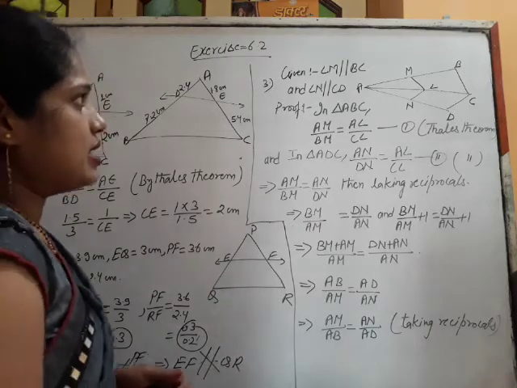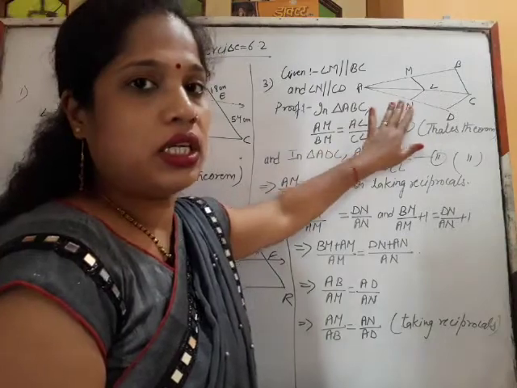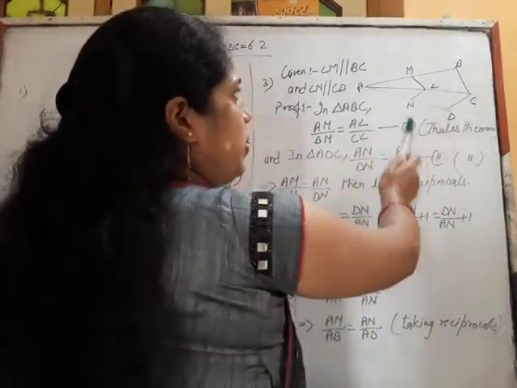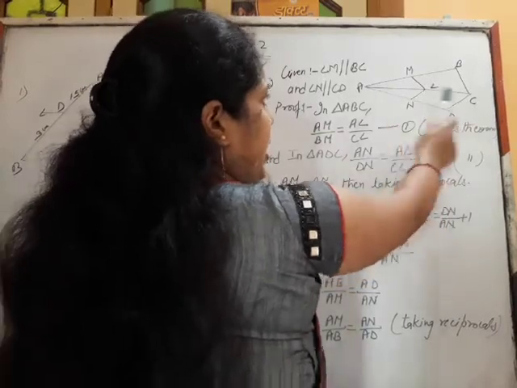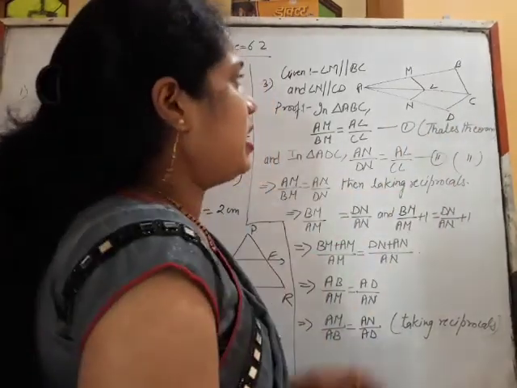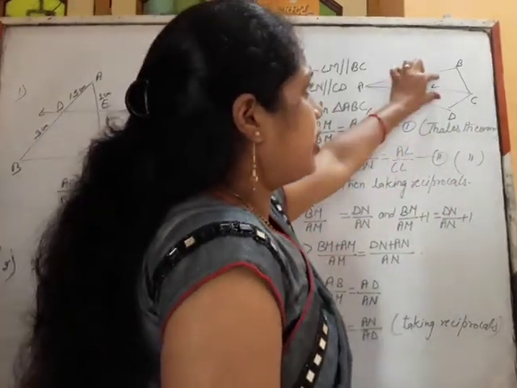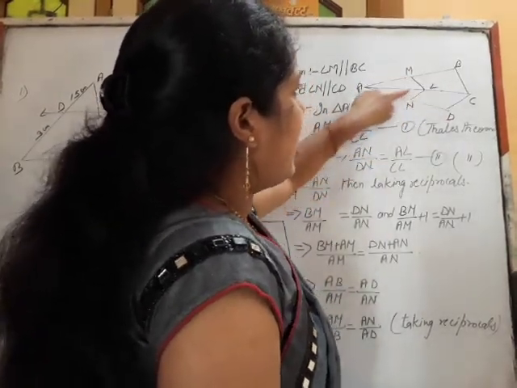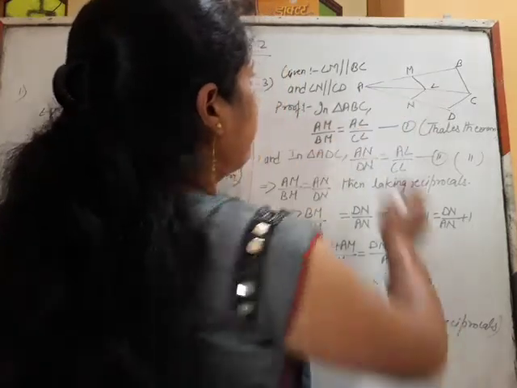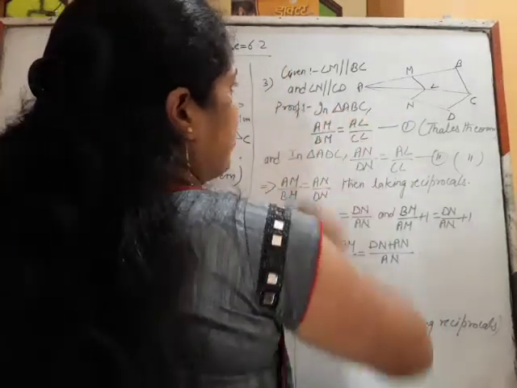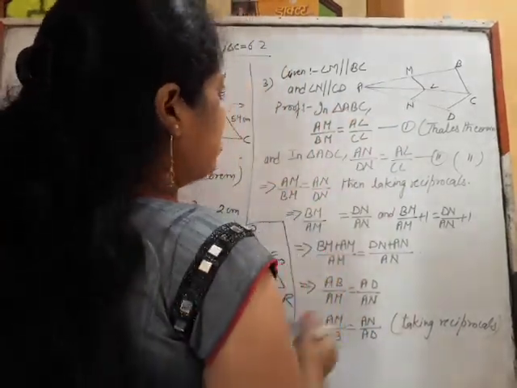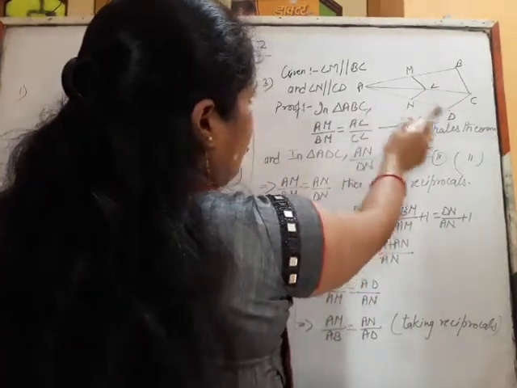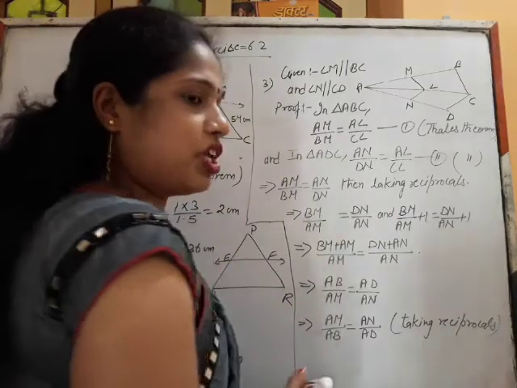Question number 3 is about this figure, a quadrilateral ABCD, and AC is joined. Because of AC, the quadrilateral has been converted into two triangles. It is given LM is parallel to BC and LN is parallel to CD. We have to show that AM upon AB equals AN upon AD. In this question, that is what we have to show.